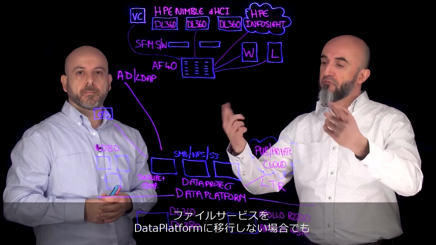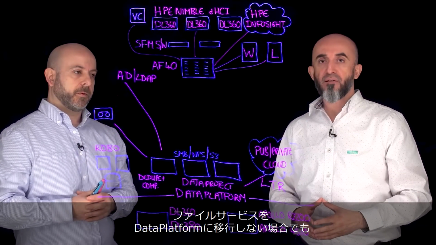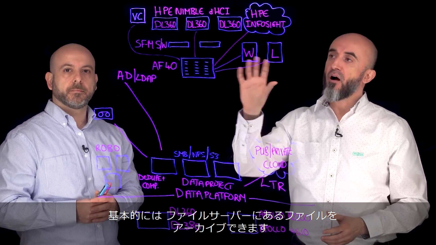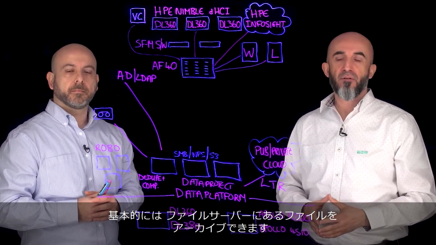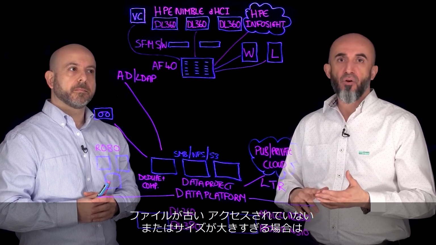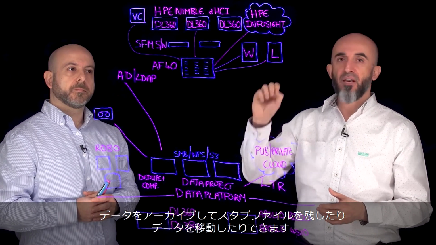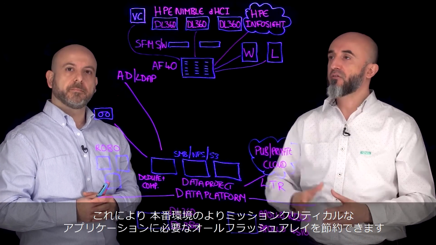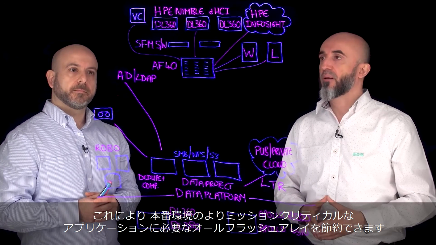And if you're not ready to migrate your file services to Data Platform, you could also use your Cohesity Data Platform to archive files that are sitting in your file servers. They might be old, haven't been accessed, or the file sizes might be too large. It can archive the data and leave a stub, or just move the data around, so that way it will save your all-flash array for your production environment and more mission-critical applications.